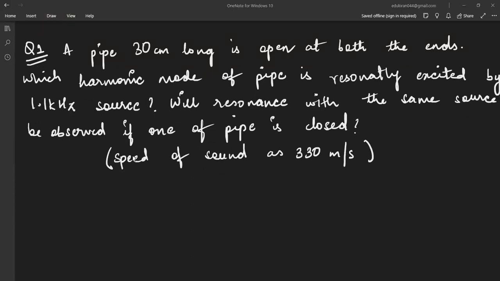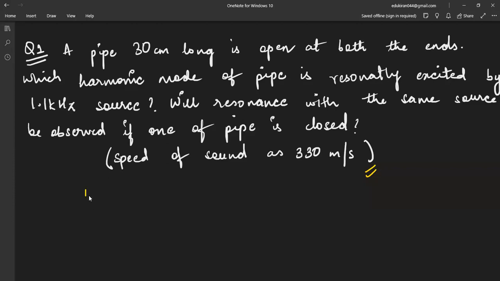Basically this says that a pipe 30 centimeter long is open at both the ends. Which harmonic mode of the pipe is resonantly excited by a 1.1 kilohertz source? Basically this is the frequency. Will resonance with the same source be observed if one end is closed? One more thing, in every question the speed of sound will be provided. All right.